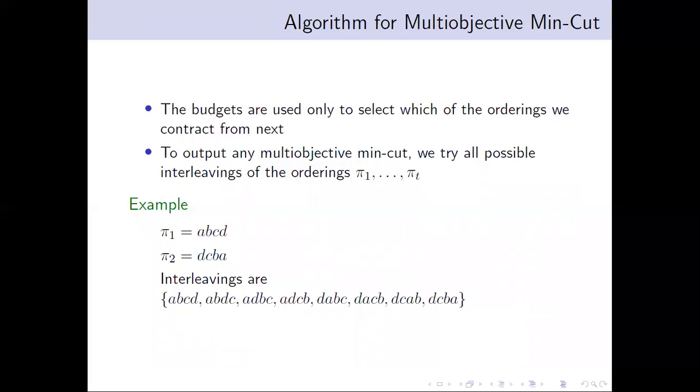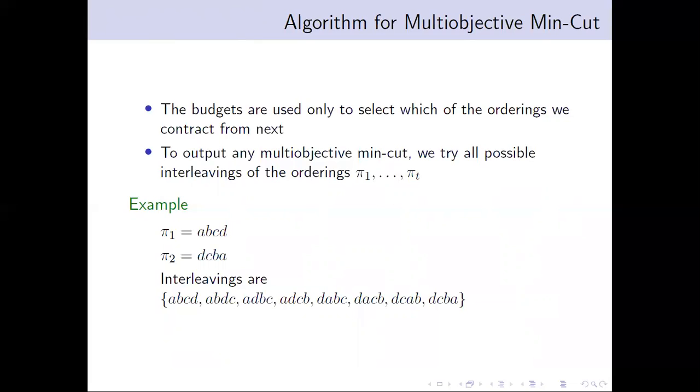Every possible way of choosing to contract from pi1, then pi2, then pi1, then pi1 again. If we try all those possible orderings, we'll definitely use the one that the B multi-objective min cut algorithm would do for any particular B, and we'll just return multiple cuts.